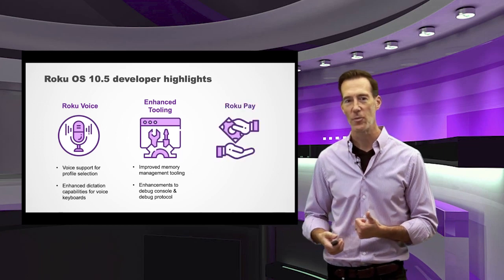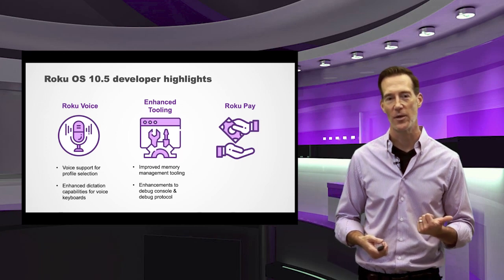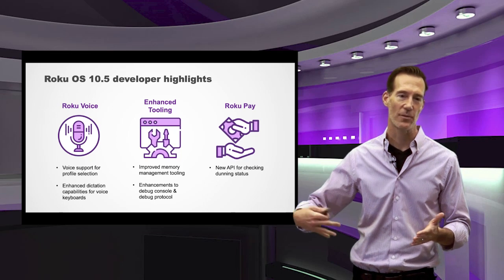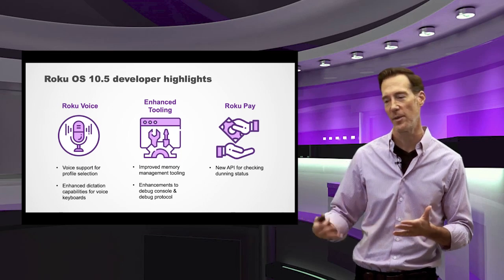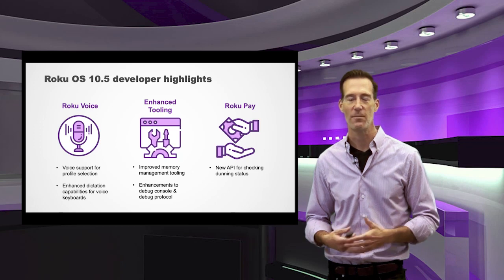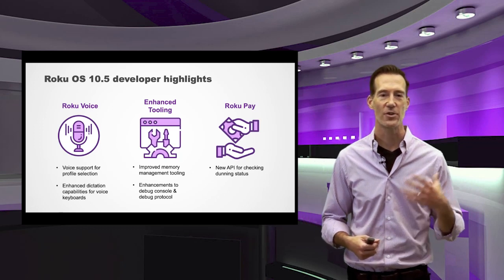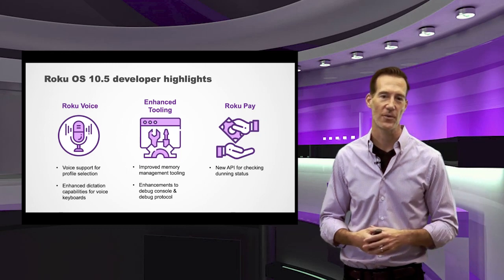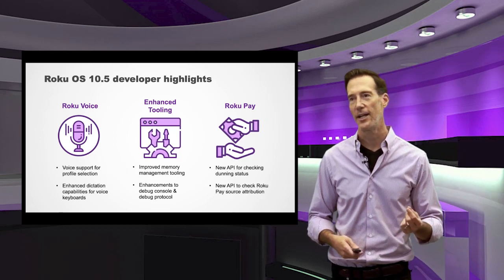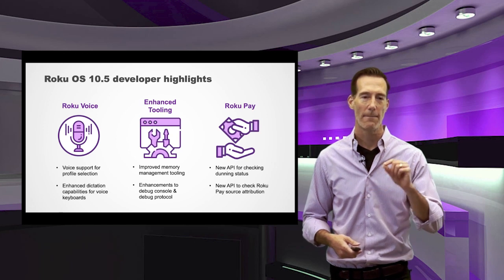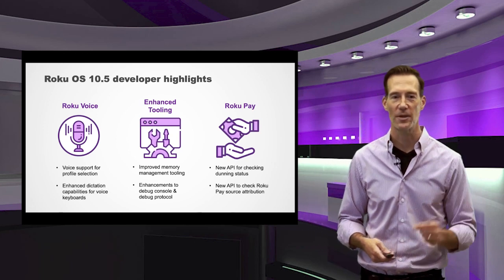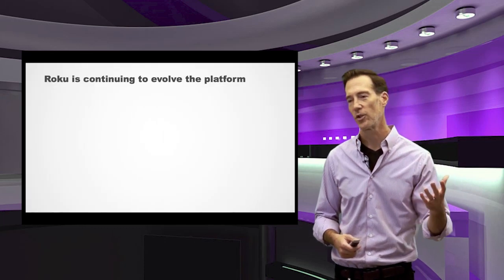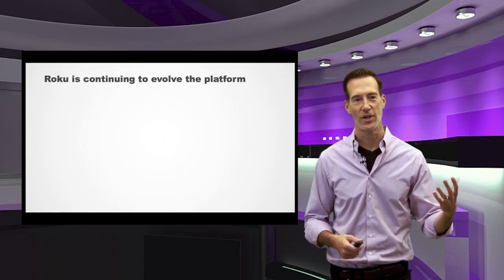And finally, I wanted to mention Roku Pay for your subscription channels out there. We've added a new API to help improve visibility into dunning. And partners that we've worked with over the last couple months that have implemented this feature, we've already seen reductions in passive churn in double-digit percentages, meaning they can hang on to subscribers and revenue much more effectively with this feature. And we've added a new API to give our subscription partners better transparency into where transactions are coming from in their channel.